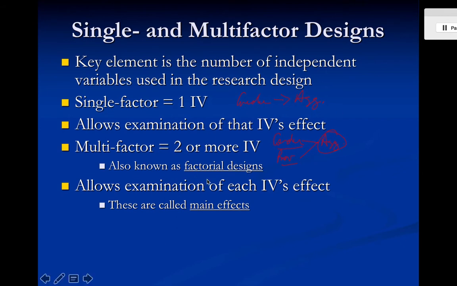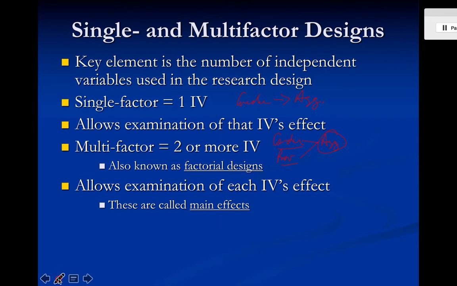A multi-factor design is going to allow you to examine each independent variable's effect on aggression, just as with a single factor design, where I could only examine one independent variable's effect on my dependent variable. So here it's giving you the ability to ask, how does this one puzzle piece affect the entire picture? How does the puzzle piece of gender alone affect aggression? How does the puzzle piece of provocation alone affect aggression? It's allowing you to do that. We're going to call that a main effect.